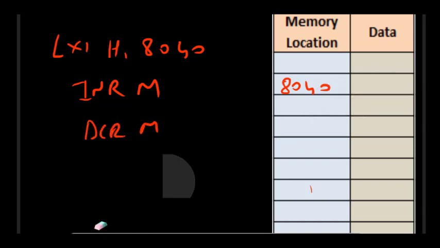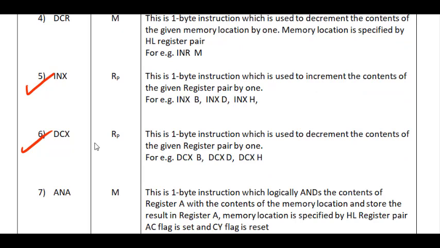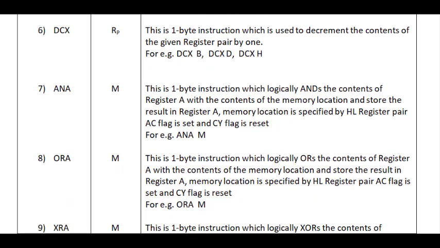So this 30 will become 29 again. Okay. Next, this was regarding INR and INRM and DCRM. Now here one more instruction we'll see is of course INX and DCX. See, this we have already done. This number 7 ANA we have already done. Okay, ANA, and we have some more instructions, ORA and XRA.